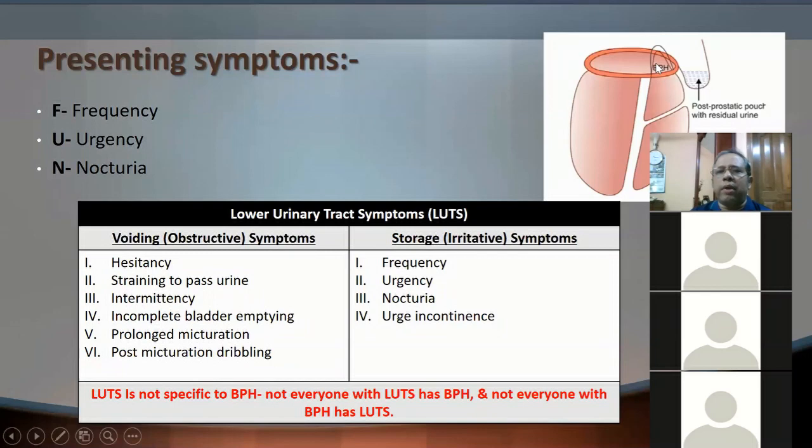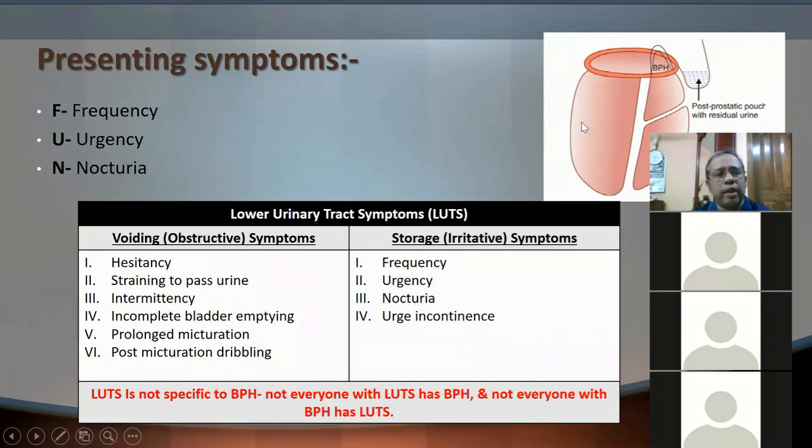So initially, whenever the patient desires micturition, the median lobe does not have much pressure on it, so it is relaxed and some urine passes. But when the urinary bladder pressure is raised, the pressure causes the median lobe to go down and compress the internal opening, which causes the intermittency. That means intermittency of the flow.